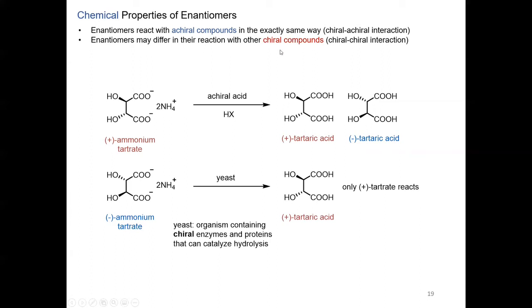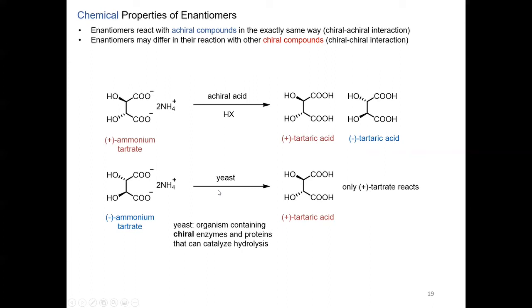But if we do the hydrolysis in yeast, a biological machinery containing a lot of chiral components like enzymes and proteins, now you have a chiral-chiral interaction. The result is that the minus ammonium tartrate doesn't really want to react with the chiral yeast. Only the plus ammonium tartrate reacts to give the tartaric acid, because the reactions of plus with yeast and minus with yeast have different energy levels.